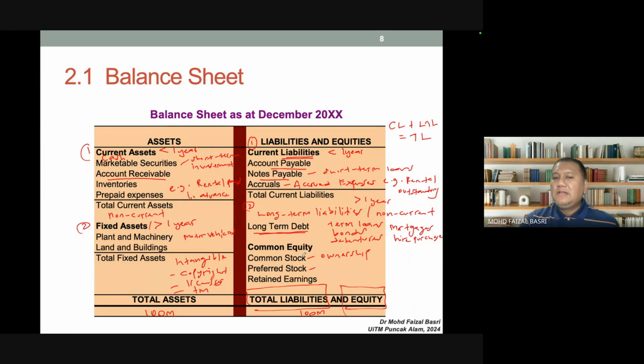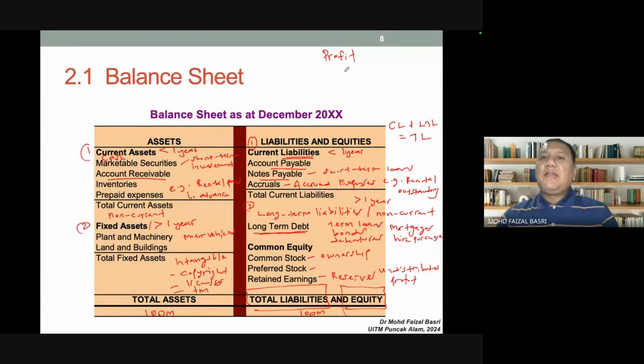Okay, and then the other common equity should be in the form of retained earnings. So retained earnings, in short, maybe to explain it easily, this is like a reserve. Okay, a reserve, or sometimes we call it the undistributed profit. So what does it mean? When the company generates profit for the year, what can they do with the profit? Usually they're gonna pay dividend. Okay, dividend to whom? To common stock and preferred stockholders.